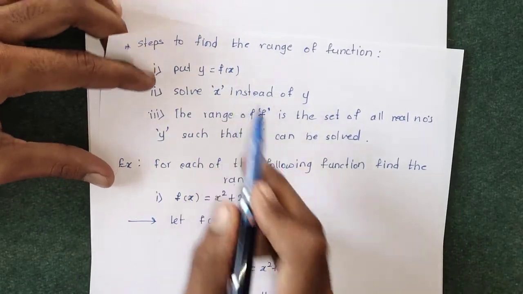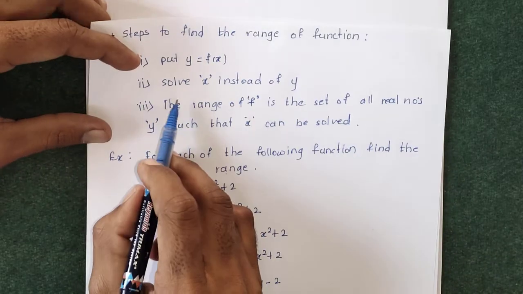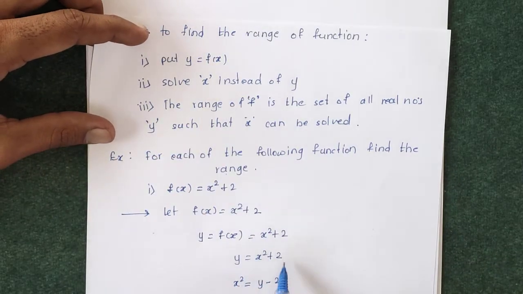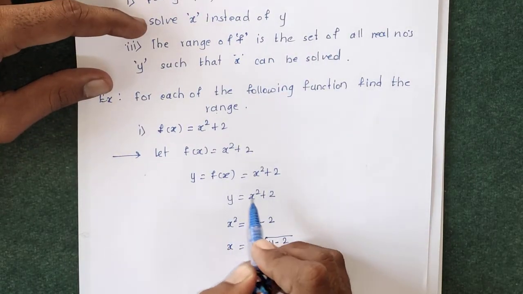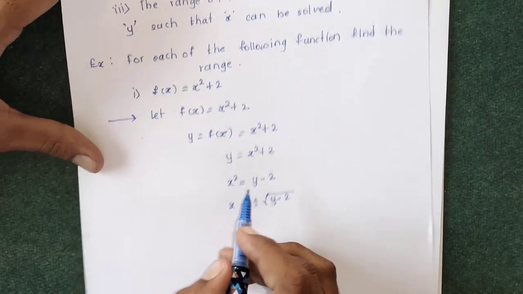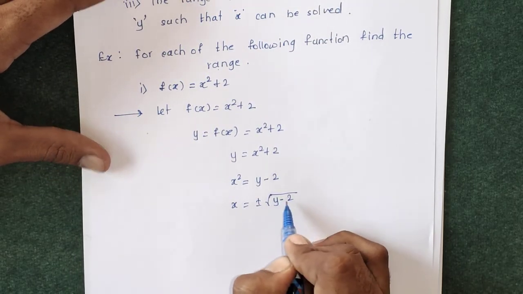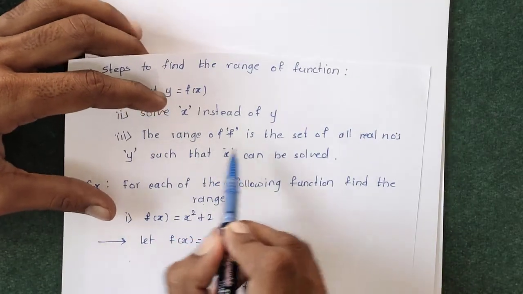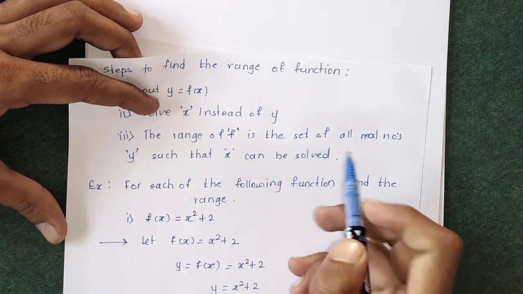The first step was to put y equals f of x. Now, in the second step we solve the equation y equals x square plus 2 for x instead of y, rearranging it in the form x equals something. So, x equals plus or minus square root of y minus 2. And the third step is: the range of the given function f is the set of all real numbers y such that x can be solved.